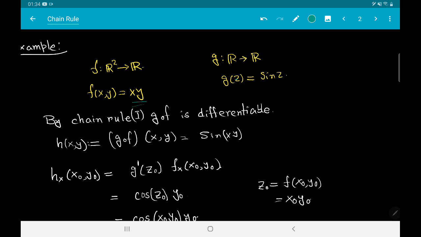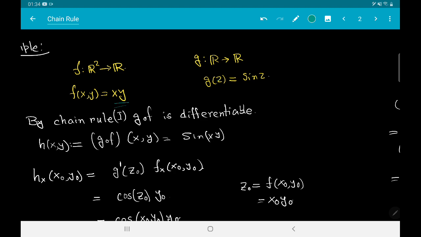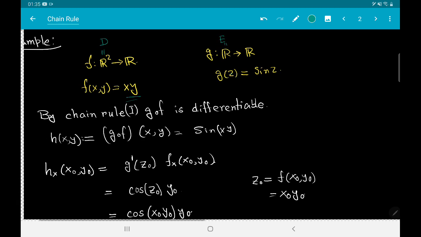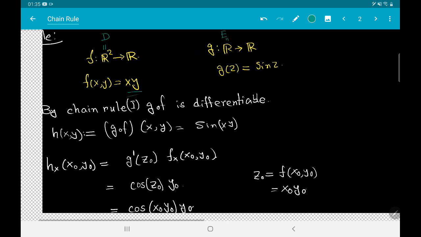So what is our g composite f? First of all, our domains are as follows. D is equal to R2 and E is equal to the whole of R. We do not really need to check whether the points we take are interior points or not, because any point in R2 is an interior point of R2, and any point in R is an interior point in R. So we do not need to bother about those kinds of technicalities here.